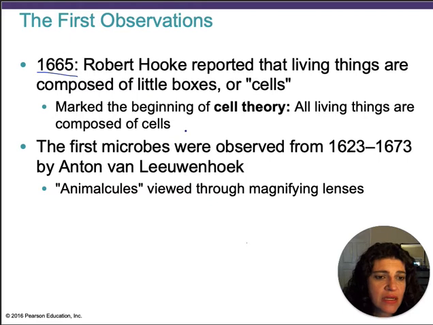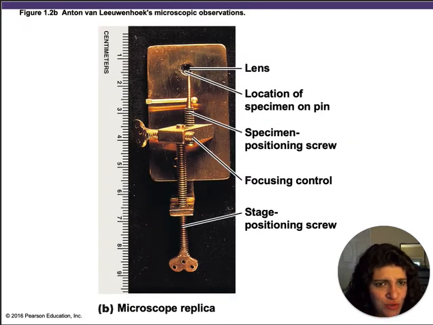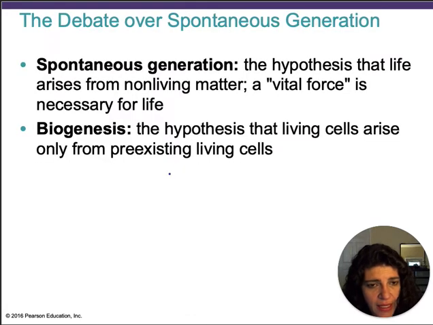These scientists described the cells that were part of how the organisms were made. So he called them little boxes, and then later they were called cells. So the first microbes were observed a little even before that, and they were called animalcules. Okay, so this is the microscope that they used to observe the first microbes.